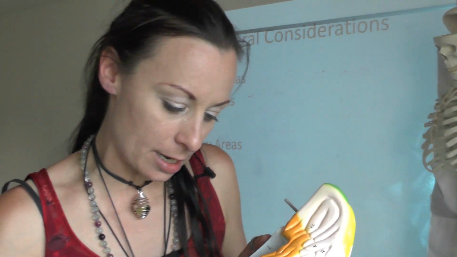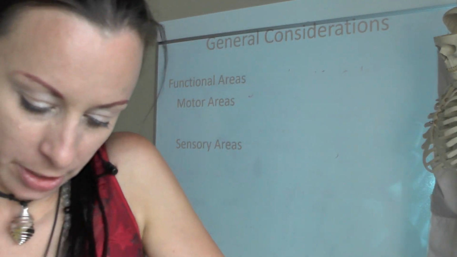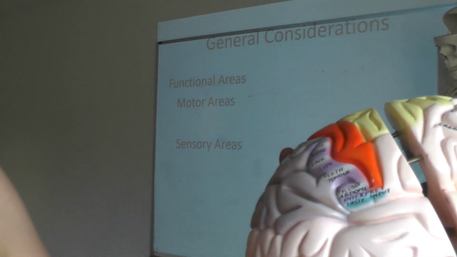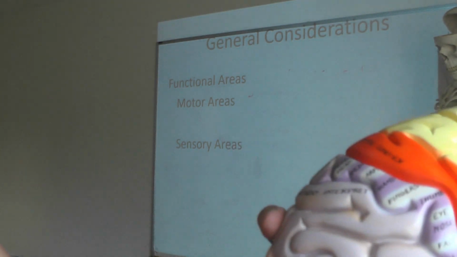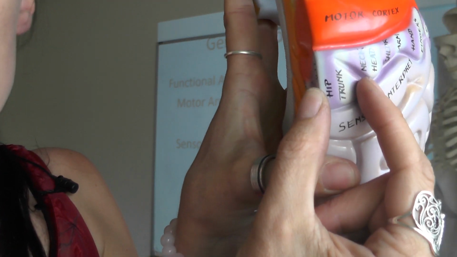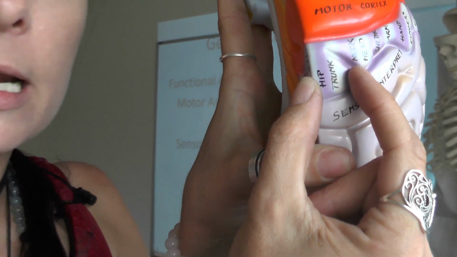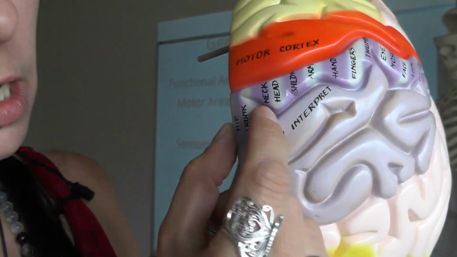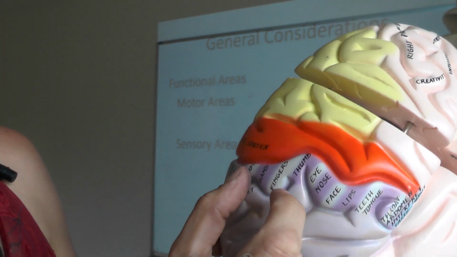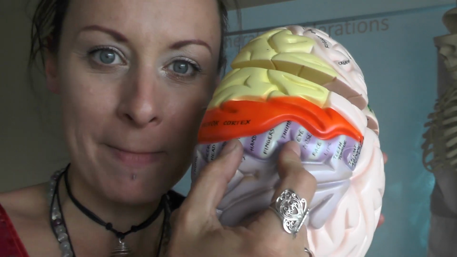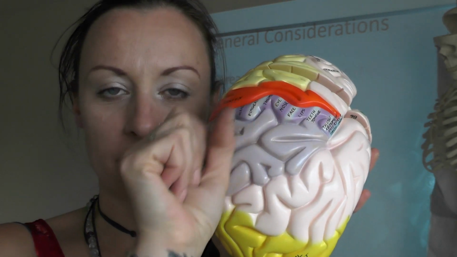I want to show you on this model because it's anatomically accurate. If you look here, your hip and trunk get this much space in your brain. That is, most of your body gets that much space in your brain. Look how much space your arm, hand, fingers, and thumb get. That's insane. Like 3 times the amount for just this little amount of territory.